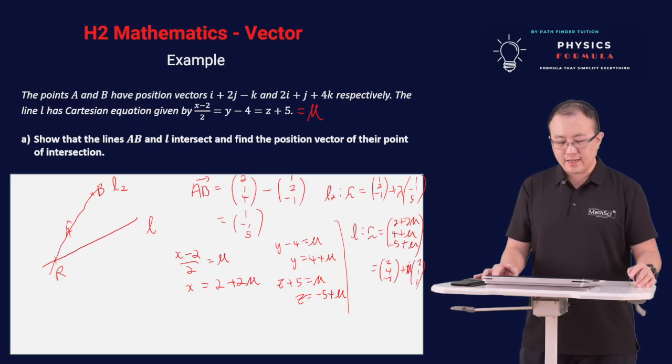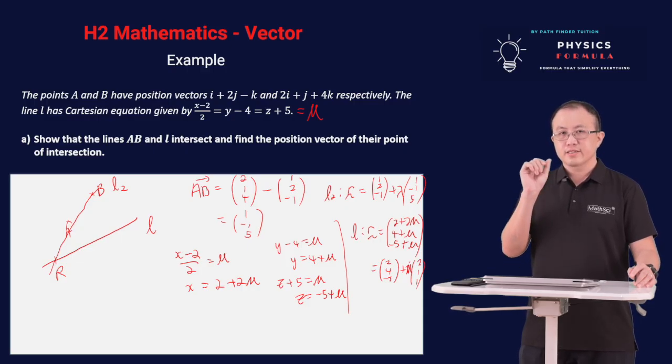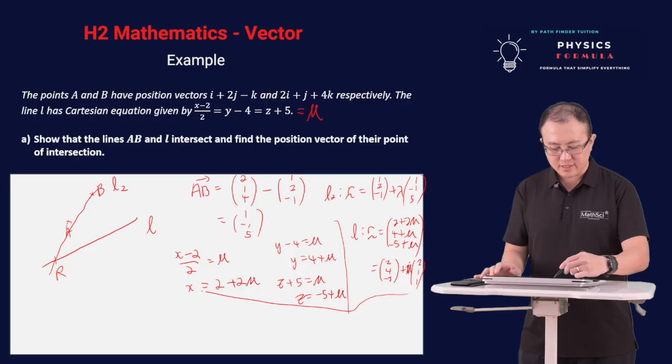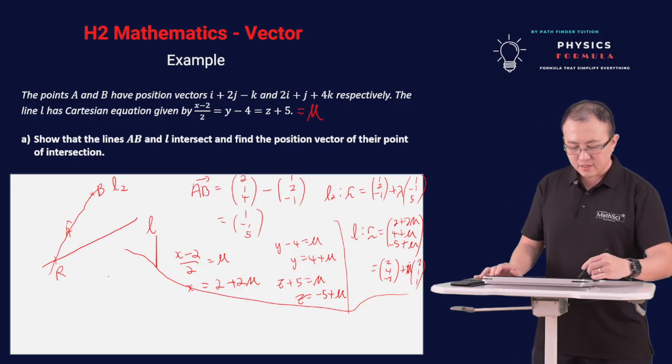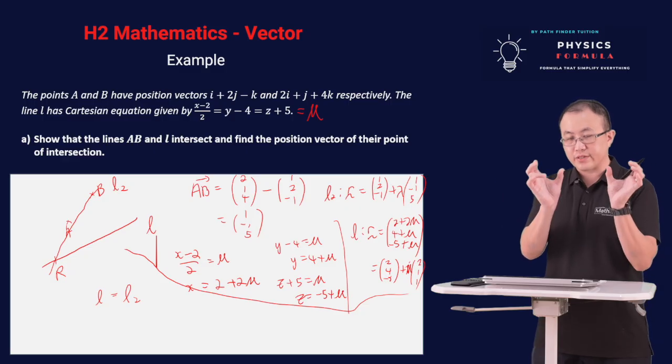Okay, that's the equation of line L. And in order to show that they will intersect, now let's begin the simultaneous equation solving. Okay, I'm going to write at the bottom. So equation of line L must be equation of line L2. So I'm going to equate the two of them together, but I'm not going to separate them. I'm going to put the thing together.